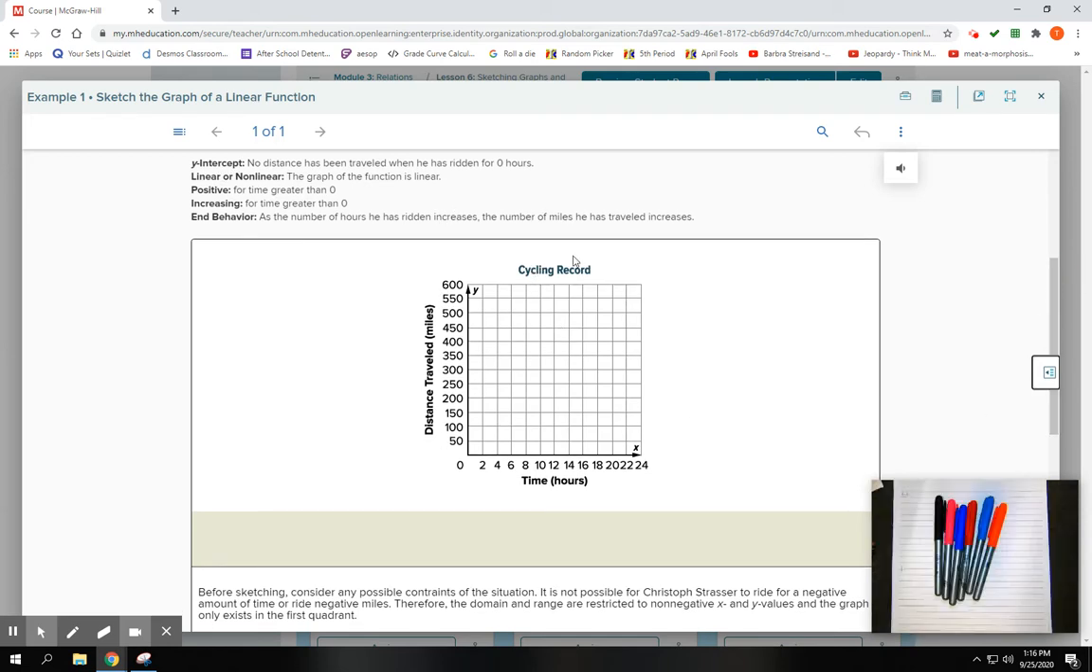So we start with a basic graph, and before sketching, we want to consider any possible constraints of the situation. It's not possible for Christopher to ride for a negative amount of time or ride negative miles. Therefore, the domain and range are restricted to non-negative x and y values on the graph and only exist in this first quadrant.